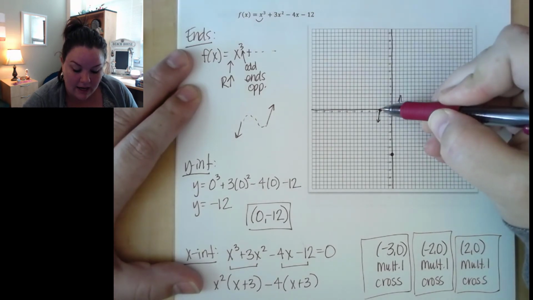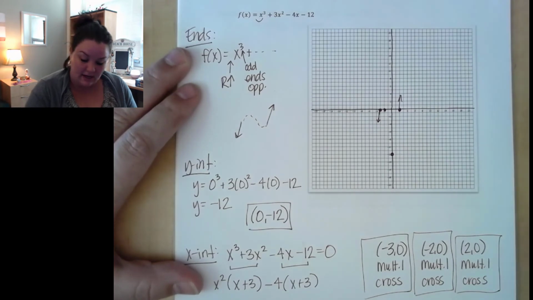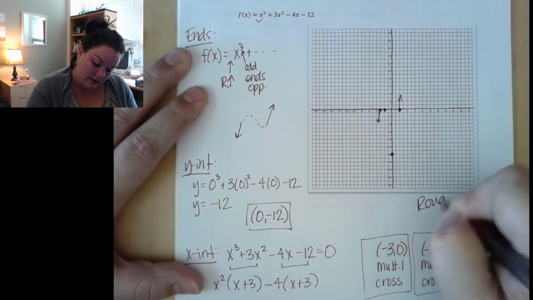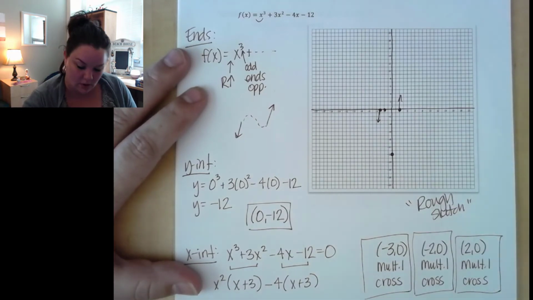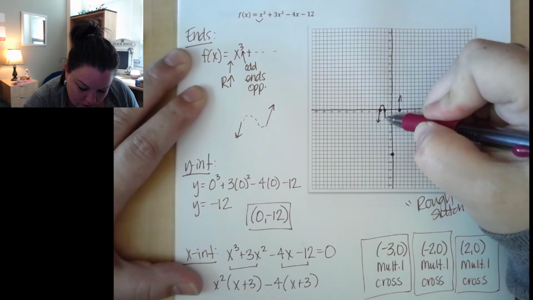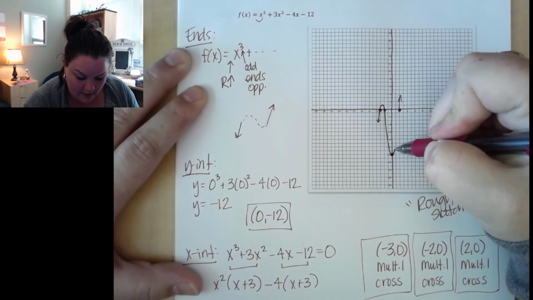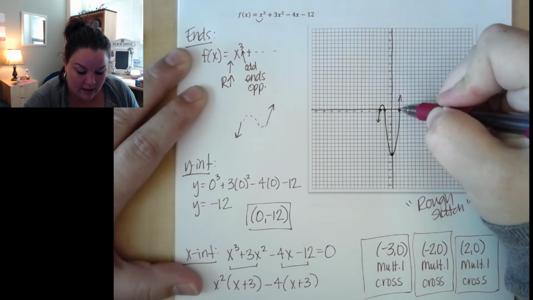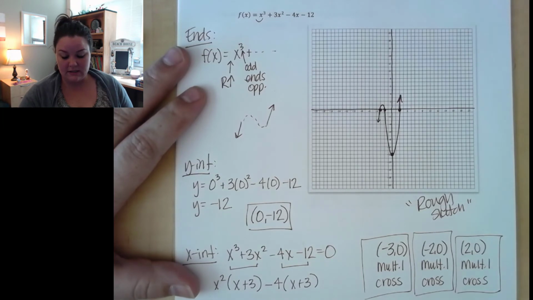So that means when I'm starting off here, this is going to come up and cross. Now, I don't know how high up this loop goes or how little this loop is. So again, remember, this is a rough sketch. So I'm looking for the shape, not how high the loops go. So I'm just going to go up a little bit and then come back down and cross this one. Now I do want to go ahead and go through my y-intercept and then come back up and cross through that last x-intercept.